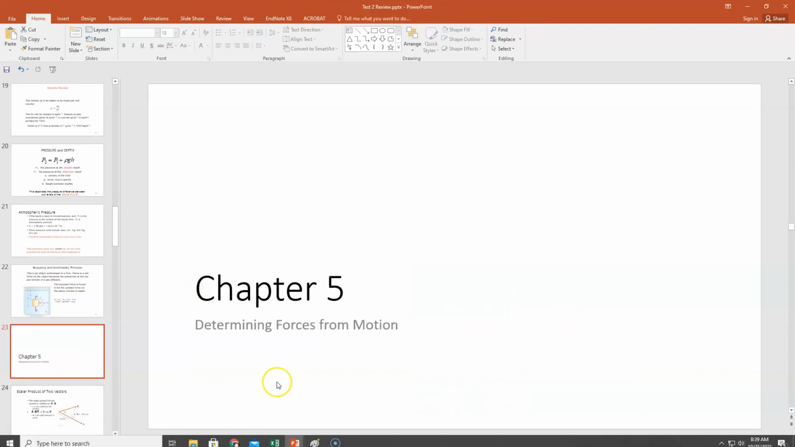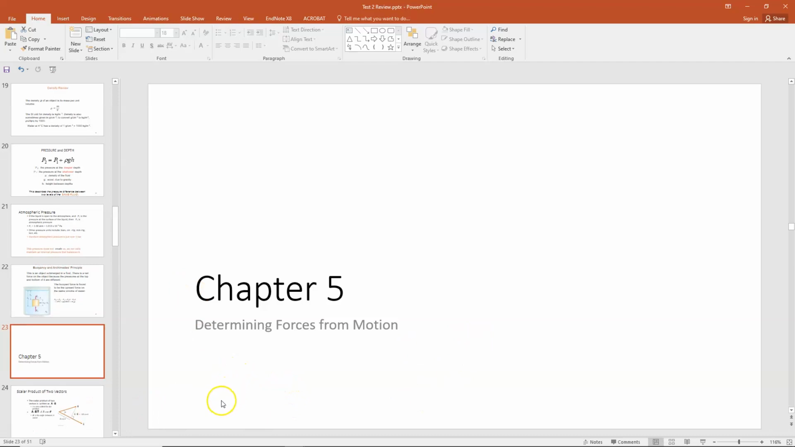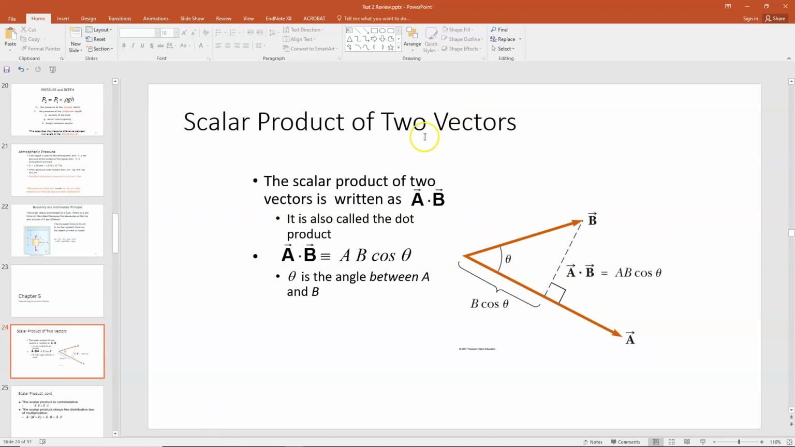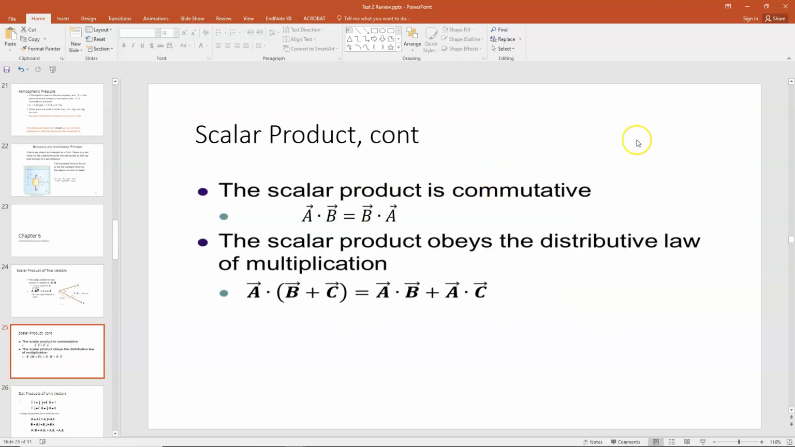Moving on to Chapter 5, we did a lot of free body diagram problems and a lot of vector problems. So we're determining forces from motion. Remember that one of the first things that we did was to find the dot product, or scalar product, of 2 vectors. The dot or scalar product is how you multiply 2 vectors and you end up with a scalar. The magnitude of A dot B is AB cosine theta, where theta is the angle in between A and B. The scalar product is commutative, so A dot B equals B dot A, and it also obeys the distributive law: A dot (B plus C) is equal to A dot B plus A dot C.